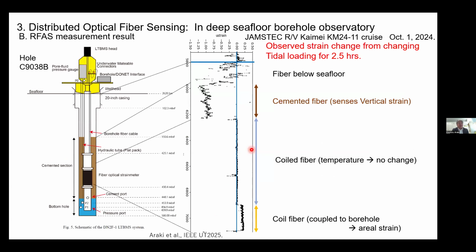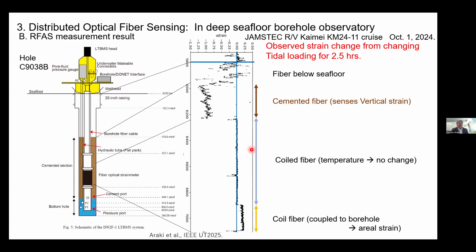Next, this is the RFS measurement result. We performed intermittent observation by RFS while the borehole was connected by ROV umbilical. This is the observed strain change at a 2.5-hour interval during the experiment. During the period, we have change in tidal loading in the seafloor. Therefore, we consider the observation to represent sediment deformation due to seafloor tidal loading.